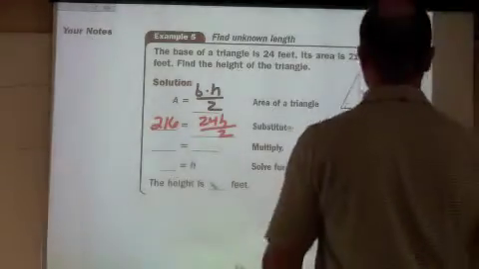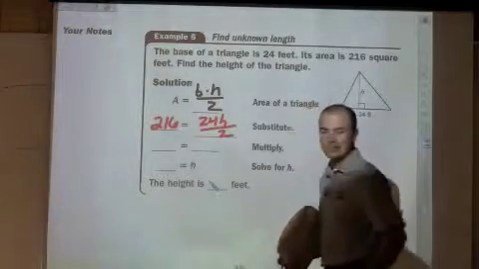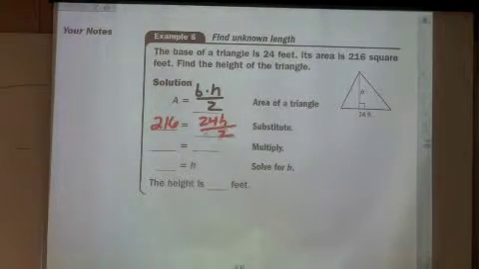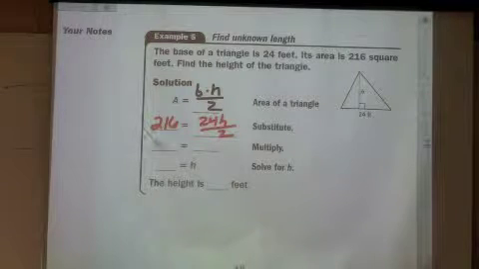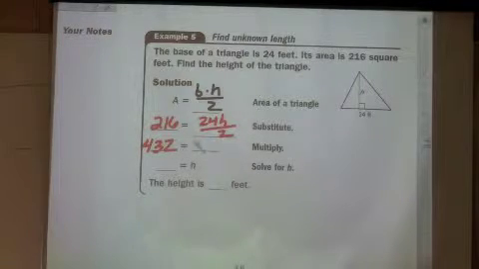Okay, little algebra. Get that h by itself. What would your first step be? Lewis? Yeah, get rid of that divide by 2. Multiply both sides by 2. We're going to get, what, 432 equals 24h. Last step.